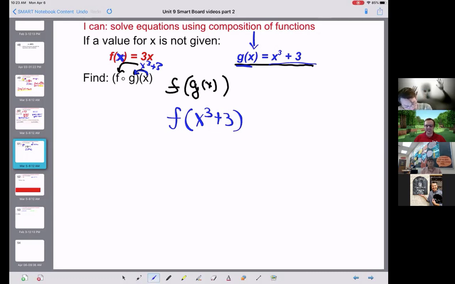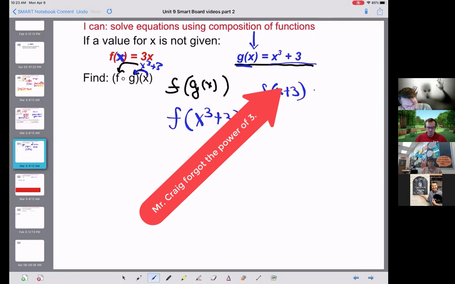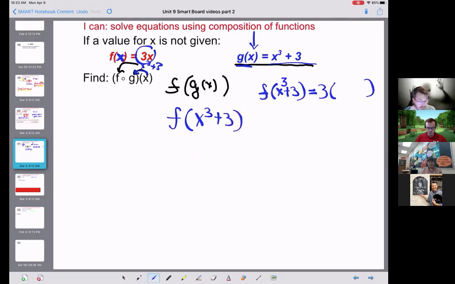So if I come up here and say I want to find f of x plus 3, that means I'm going to go to the f function, which is right here, and go 3, and I'm going to put a parentheses there, and whatever was in those parentheses, I'm going to replace it. And in this case, it's x to the third plus 3.